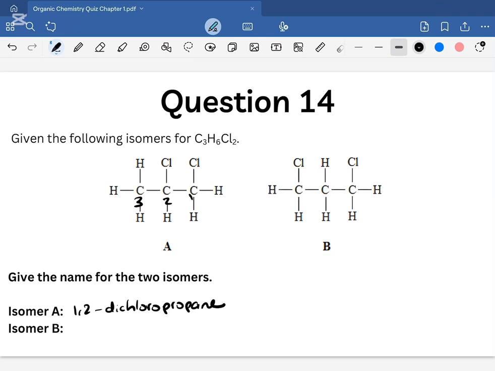And for the second one, we have the Cl atoms on the first carbon and on the third carbon, and the longest chain is also made up of 3, so it's going to be 1,3-dichloropropane. So this is going to be the answer for isomer A and for isomer B.